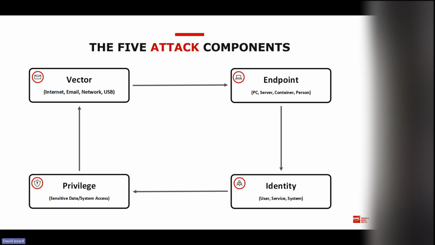The fourth component is privilege. So in order to execute an attack and exfiltrate data or destroy data, at some point that identity has to have a certain level of privilege, whether that's access to sensitive data or high-level access to the system itself. So maintaining and tracking that privilege as we do our investigation or our hunt is going to help us understand just how impactful a particular attack might be.